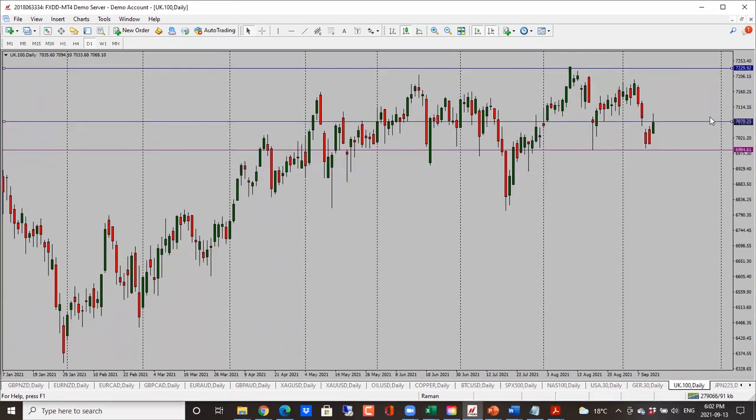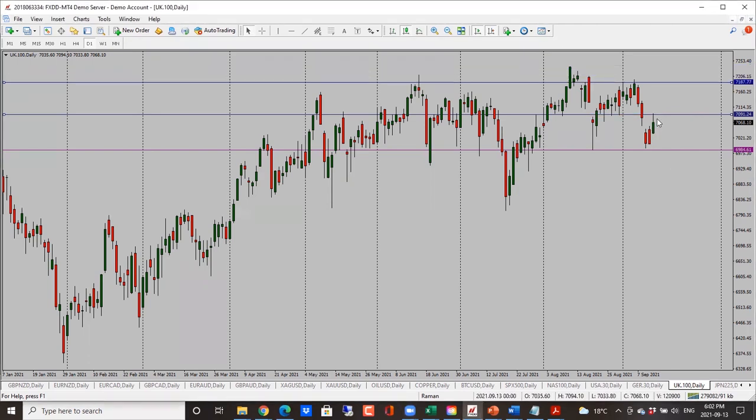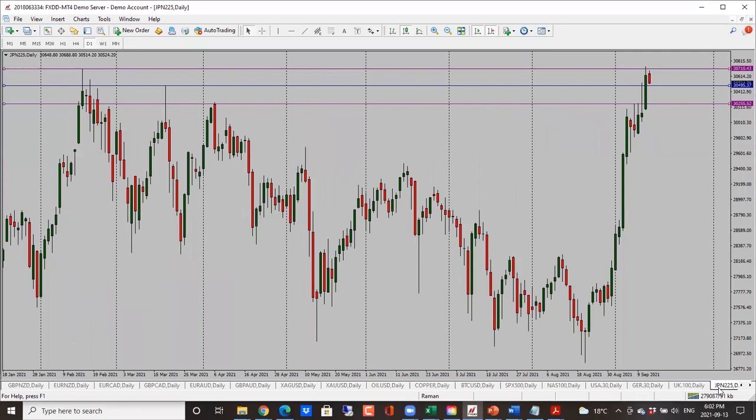FTSE also bounced off. Again, we are into resistance, so that's something to keep an eye on. If it holds below the resistance 70.90, then we could see a drop. But once it goes through, then we could see a move all the way to the top, and we'll look for that follow through. At this point, again, we have to wait and see which direction it lines up with.